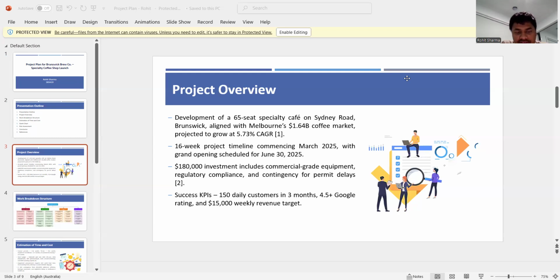As for the success KPIs, we need 150 daily customers in 3 months, with 4.5 plus Google ratings, and we have a target of $15,000 weekly revenue. So we need to achieve that weekly revenue, with about $2,142 per day, to ensure profitability.